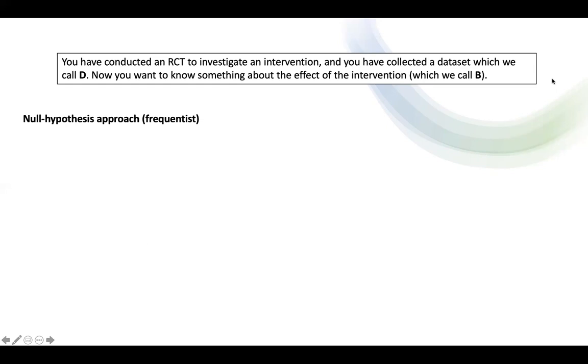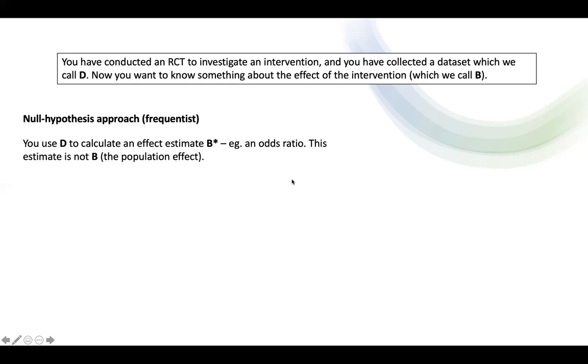And we call that effect B, capital B. All right. And that capital B is sort of elusive to us, but we want to know something about it. So the null hypothesis framework says something like this. You use your Excel sheet to calculate an effect estimate B star, an odds ratio, or whatever you're studying. It depends on what the estimate will be. Let's call it an odds ratio. That's not the capital B, the population effect, but it's like an estimate of it.